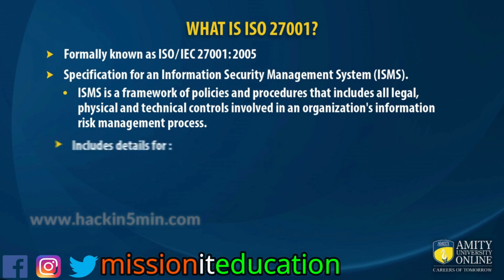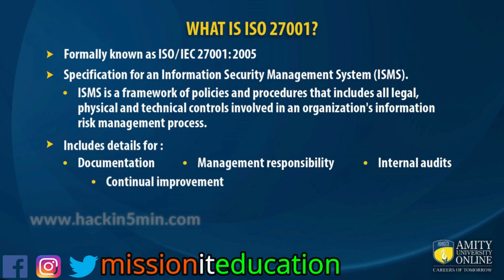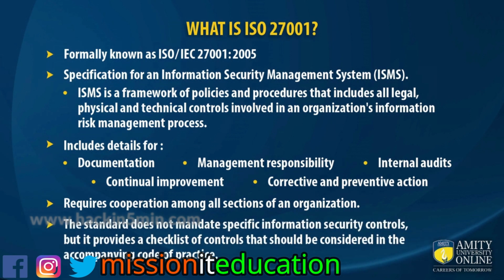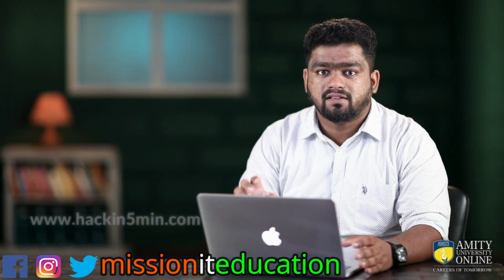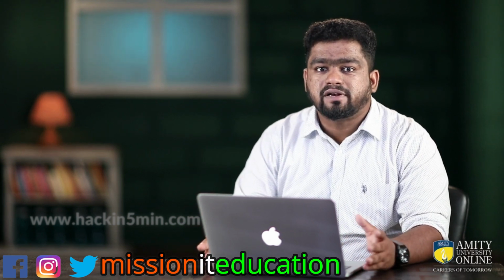The specification includes details for documentation, management responsibility, internal audits, continual improvement, and corrective and preventive actions. So basically it includes everything. Everything is documented. That's what a policy contains. The standard requires cooperation among all sections of an organization, so it's applicable to all sections of the organization, be it any department. The 27001 standard does not mandate specific information security controls, but it provides a checklist of controls that should be considered in the accompanying code of practice. So it does not mandate that this should be used, but it has a checklist saying this should be done, this should be done. You can implement it in any way.